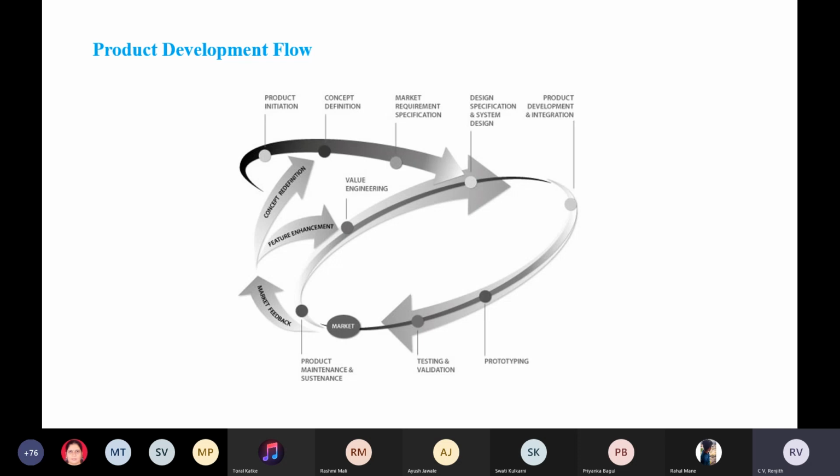Next is regulatory testing. This is very important. Without doing the regulatory testing and meeting the regulatory requirements, you cannot have your product. In regulatory testing, we typically do three kinds of testing: electromagnetic compatibility testing, safety testing, and environmental testing.